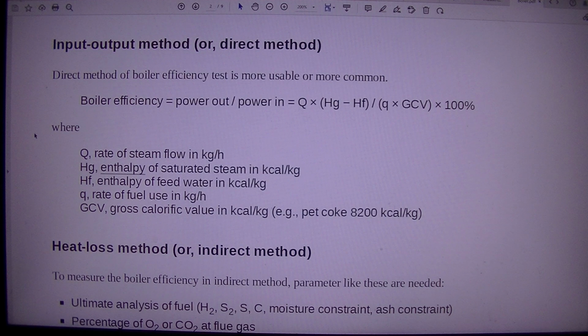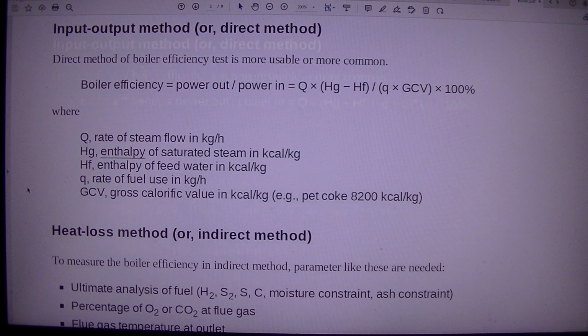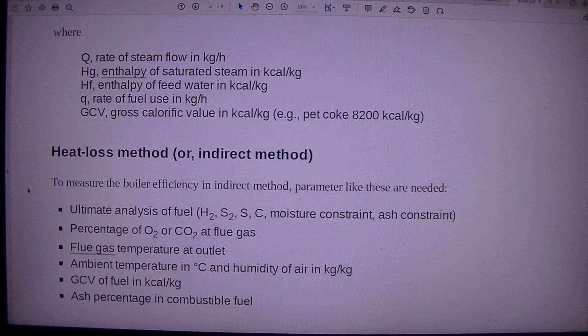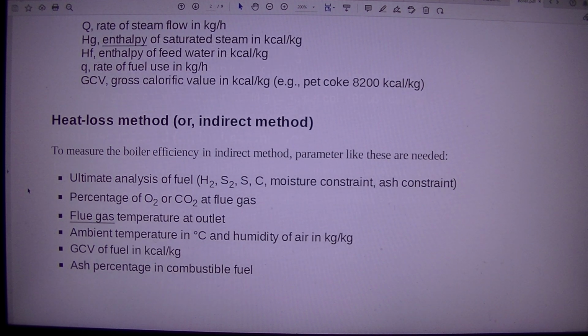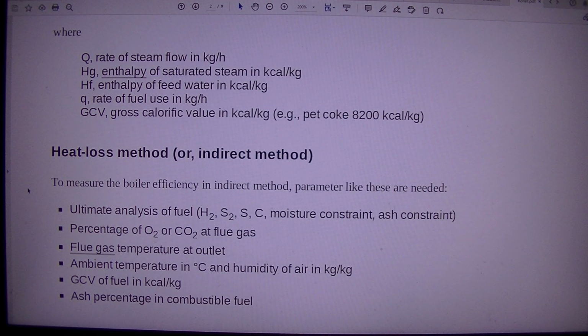in kilogram / hour, HG is the enthalpy of saturated steam in kilocalorie / kilogram, HF is the enthalpy of feed water in kilocalorie / kilogram, Q is the rate of fuel use in kilogram / hour, GCV is the gross calorific value in kilocalorie / kilogram, for example, pet coke 8200 kilocalorie / kilogram. Heat loss method, or indirect method.